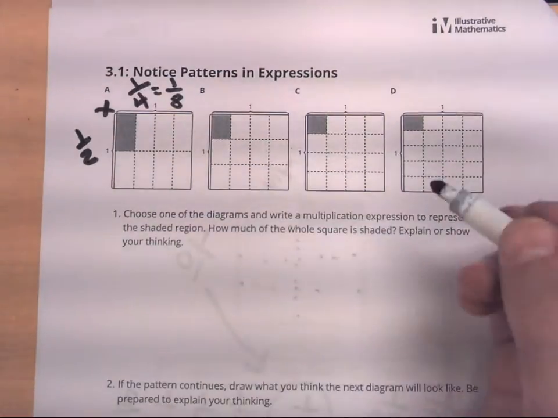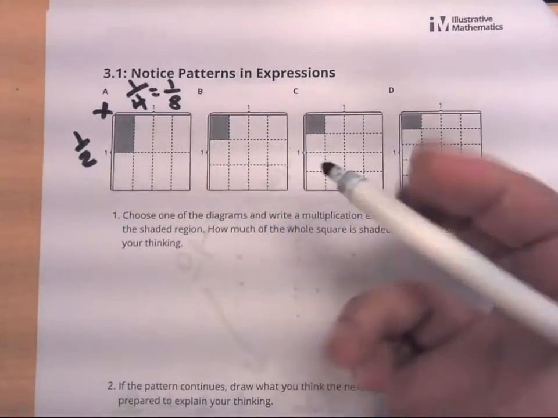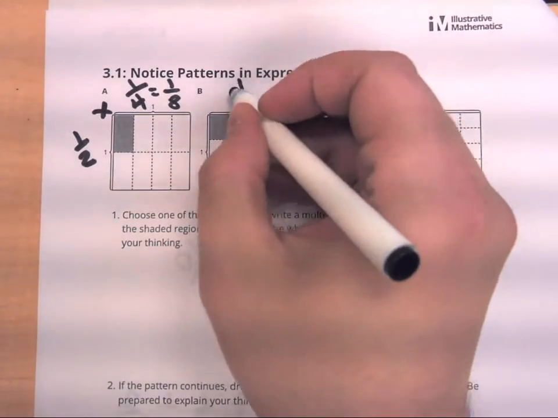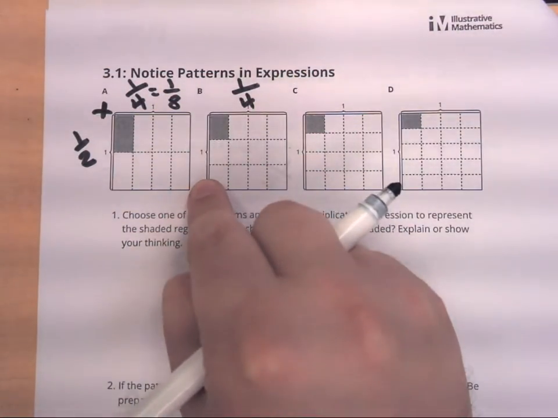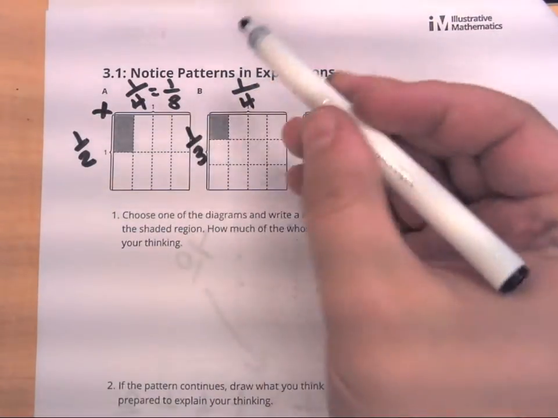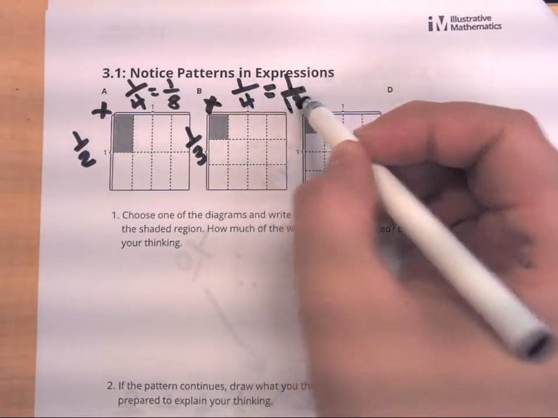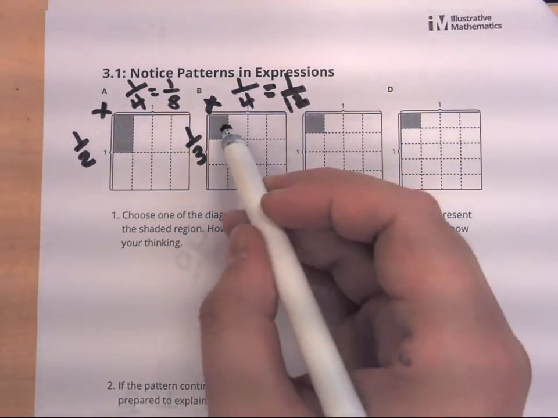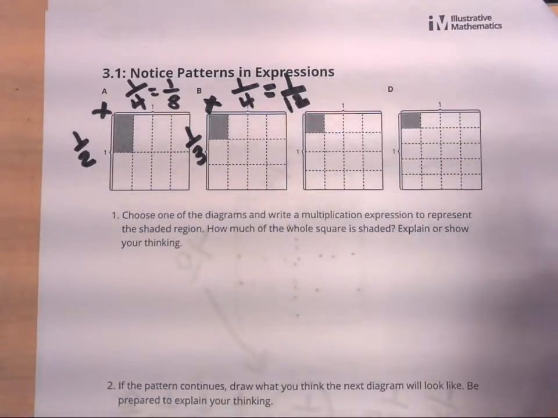So looking at B, going across the top again, we notice again that it's been partitioned into fourths. But this time going down the adjacent side, we see that it's been divided into thirds. And so when we multiply a third by a fourth, we end up with a product of 1/12, which is the area of this shaded piece.